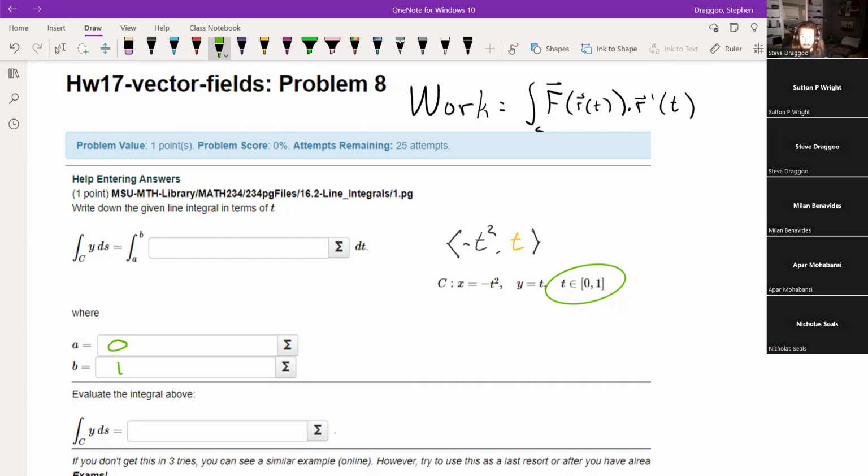But for the rest of it, we need y times ds. Y is easy. It's just t. So I've got to figure out what my integrating factor ds is equal to. Since I'm not working with a vector valued function, my function is just f equals y, a scalar function, I need to use the formula for ds that says it is the square root of the x partial derivative squared plus the y partial derivative squared.